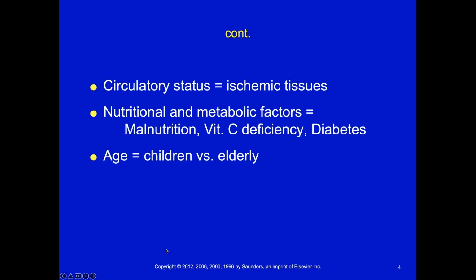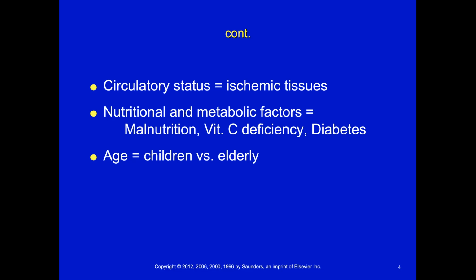Circulatory status is very important. So if you have ischemic tissues, here again, you may not get any healing, or healing may be very restricted. Think of gangrene, think about dry gangrene where you have no blood getting into those areas, everything dies off and the tissue either will fall off or will need to be amputated. So getting a blood supply and having a good blood supply is very important.